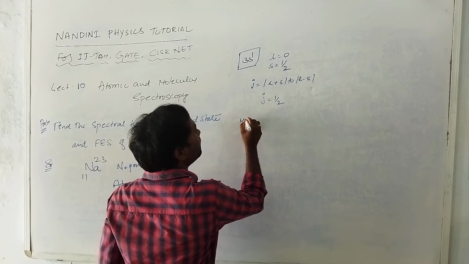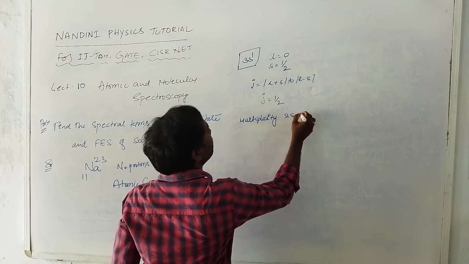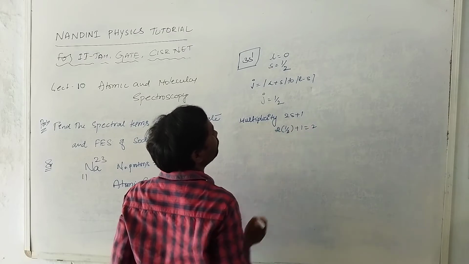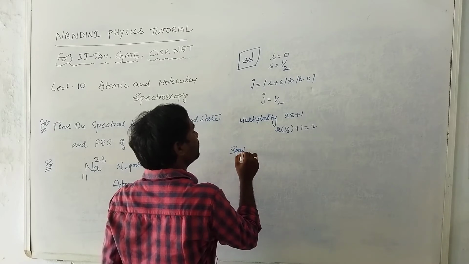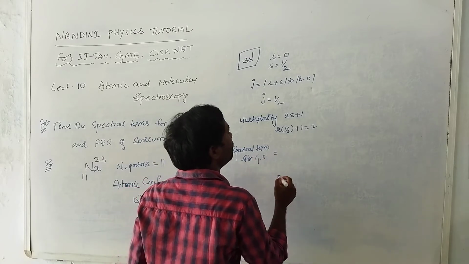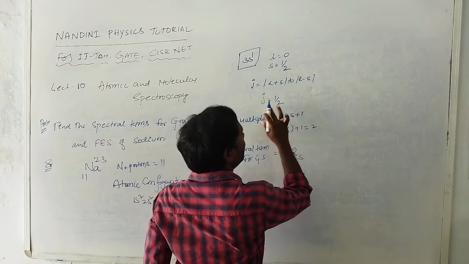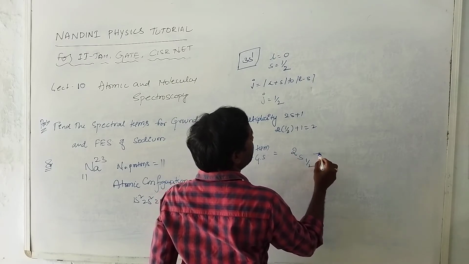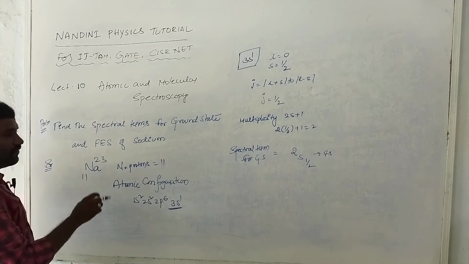What is the multiplicity? It is 2S plus 1, that is 2 into half plus 1, which is 2. Therefore the spectral term for the ground state is 2 for the multiplicity, S for L equal to 0, and J value 1 by 2. So the spectral term is 2S 1/2 for the ground state. Similarly, they are asking for the first excited state.